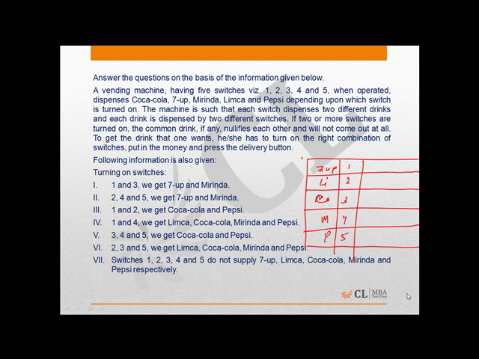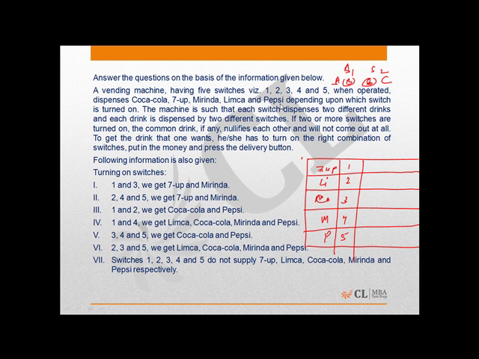If two or more switches are turned on, the common drink, if any, nullifies each other and will not come out at all. Which means if two switches, say S1 and S2, have drinks A, B, and B, C, and when these two switches are turned on, then B will get nullified, and only A and C will come out.